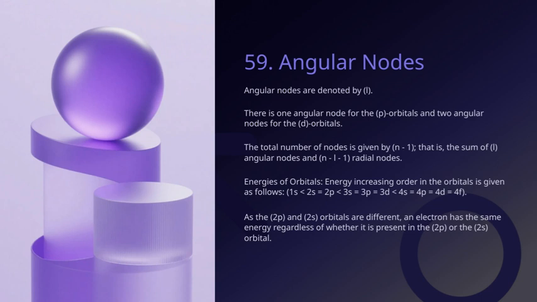Specifically, the angular nodes are related to the shape of the orbital, and their number is denoted by l. For example, p orbitals have one angular node, which gives them their characteristic dumbbell shape, while d orbitals have two angular nodes, giving them more complex shapes. To summarize, angular nodes are a key concept in understanding orbital shapes and are directly related to the quantum number l. Recognizing the number of angular nodes helps us visualize how electrons are distributed in space around the nucleus.